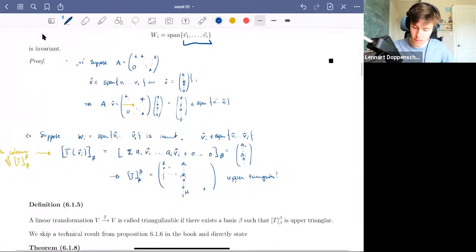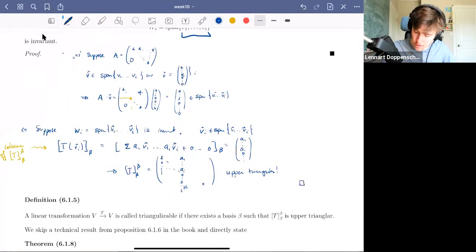Any questions about this argument? Actually, the second part was almost a proof.